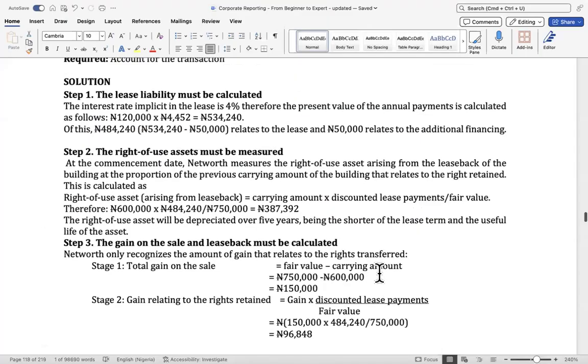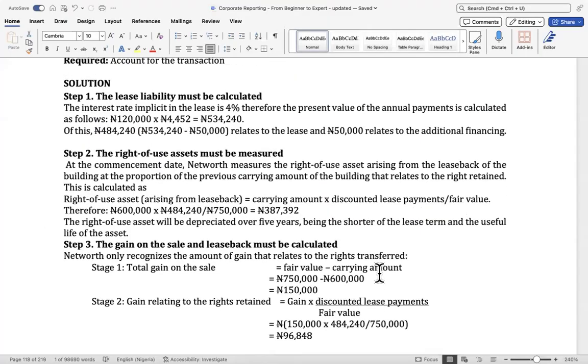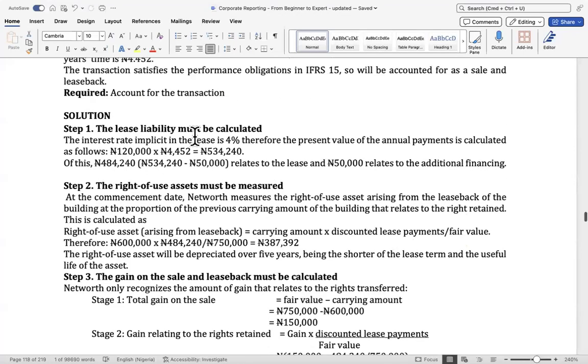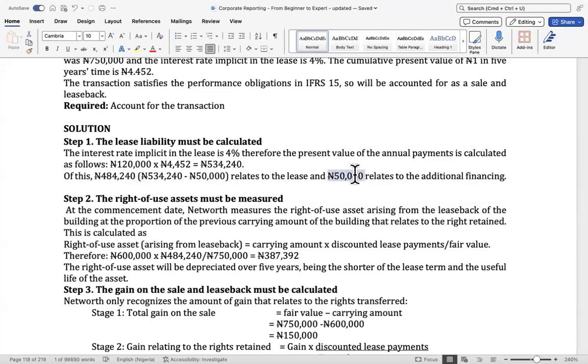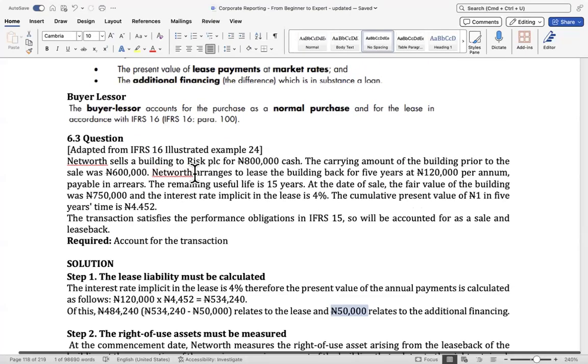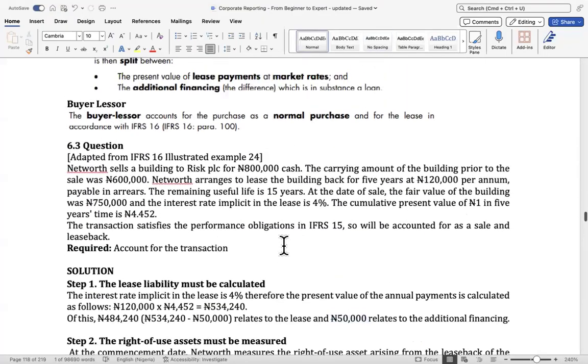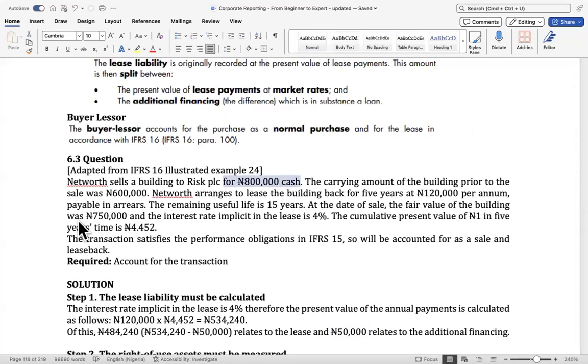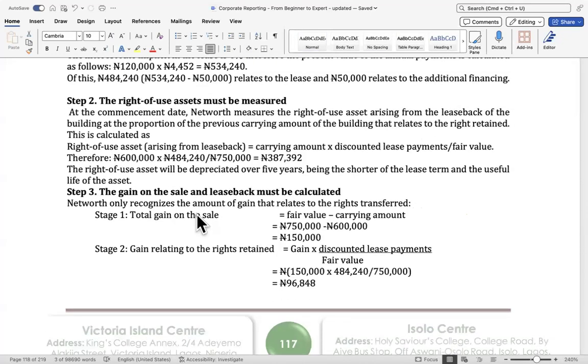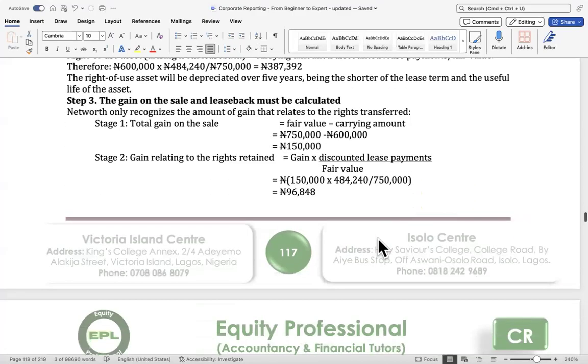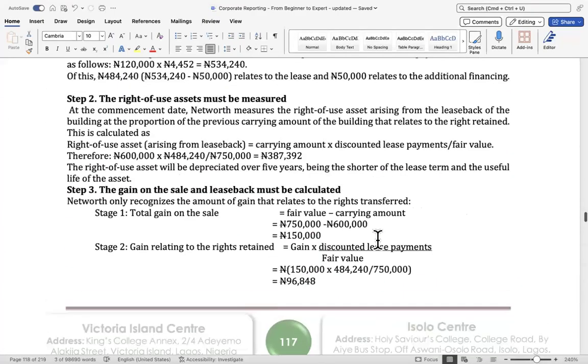So in sale and leaseback, this is a full question. This has already shown you everything. So you do your lease liability, and if there is any loan, you would remove it. And it could be a prepayment too. If it had been a prepayment, that would have been added to the right of use assets, that is, if the consideration received was lower than the fair value. There's a question like that, which I would require that you do yourself, so that I won't be repeating the same thing over and over again. So then, of course, after getting right of use, then you get a gain on sale.